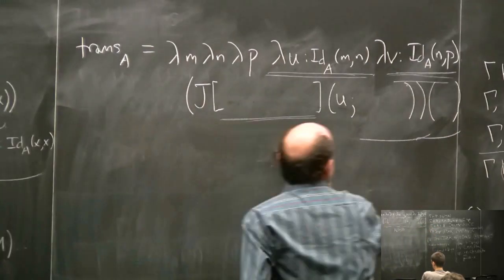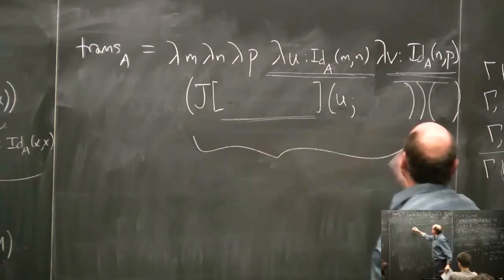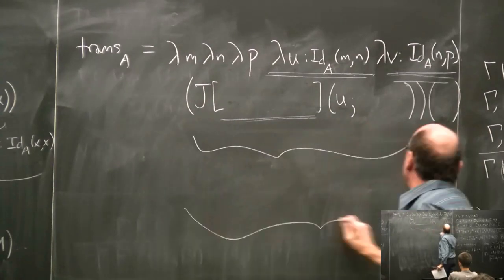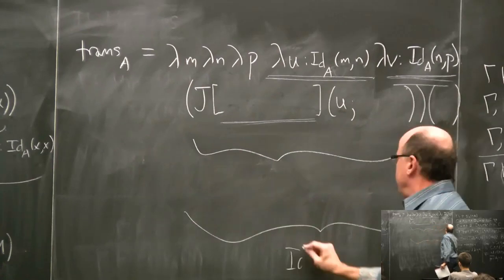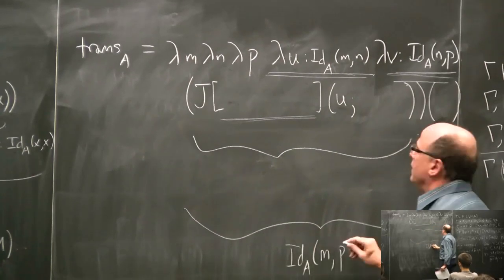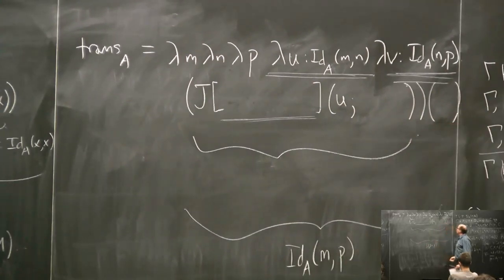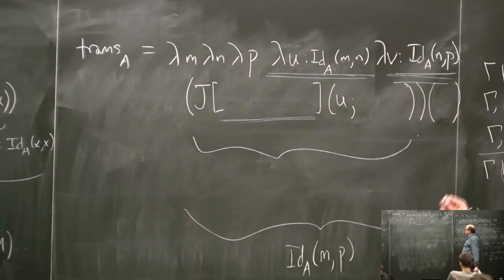What did I do with my eraser? There it is. Okay, let's focus in on the inner part here, the type of the J, and this will, in the end, have id A, M and P. Okay, M and P is what I need at the end.